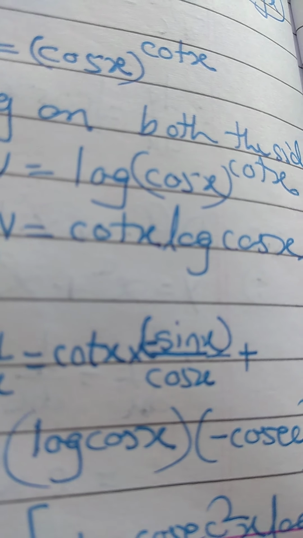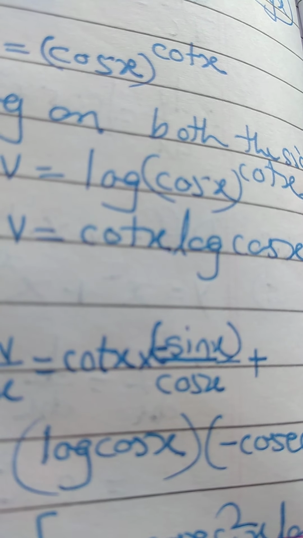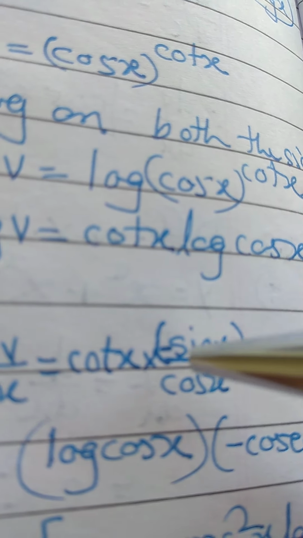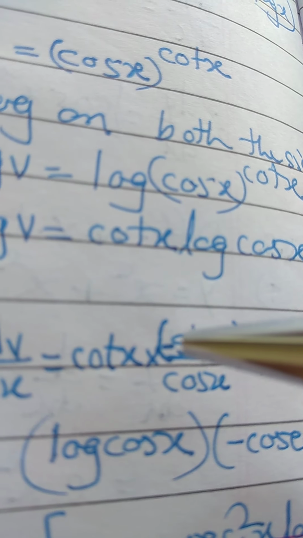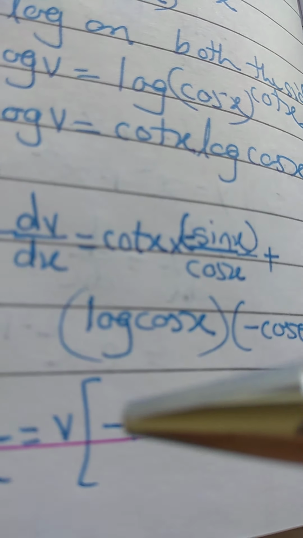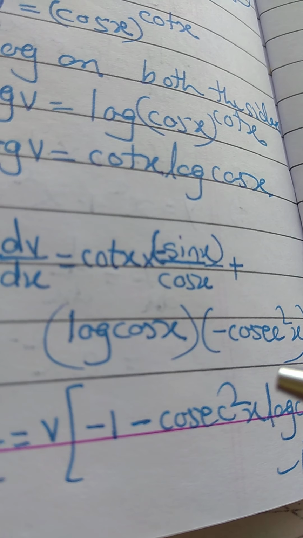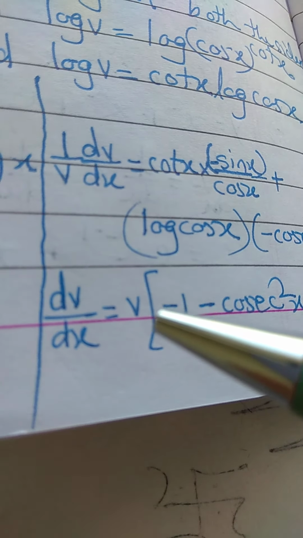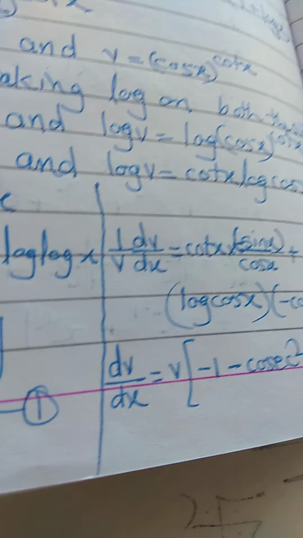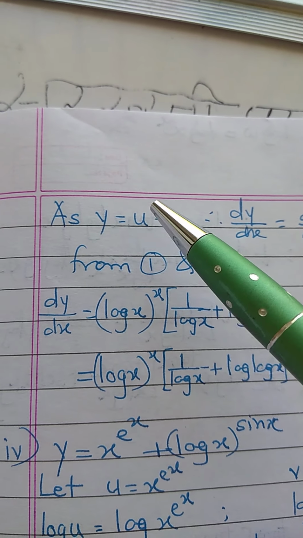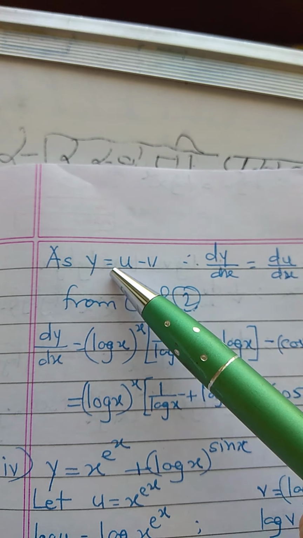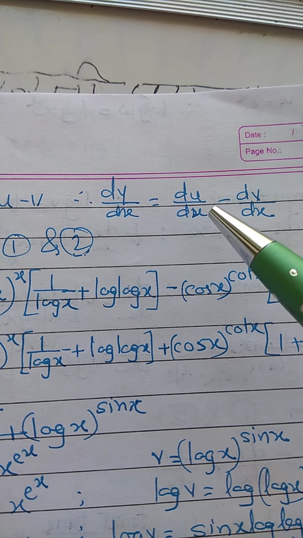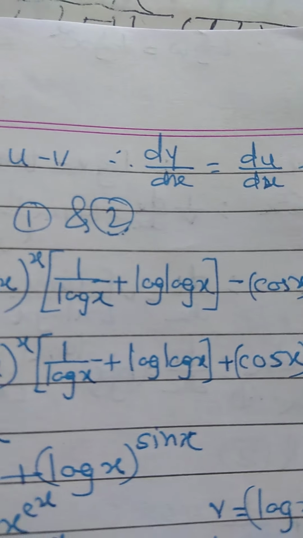Now sin upon cos is tan, into this cot it will give you 1, but this minus sign will give you minus 1 here. Minus cosec square x log of cos of x. This upon v will go to that side and will become into v. Now we have y as u minus v. As y is u minus v, therefore dy by dx is du by dx minus dv by dx.